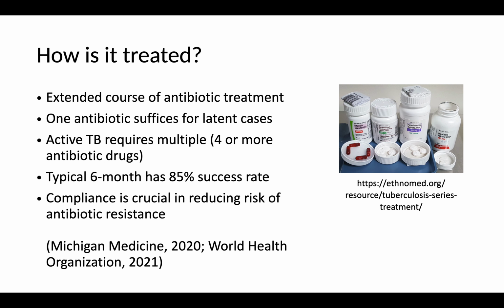How is tuberculosis treated? The principal treatment is an extended course of antibiotics. While latent tuberculosis can be treated with a single antibiotic, active tuberculosis requires multiple antibiotics, usually 4 or more. The typical 6-month treatment period has an 85% success rate, but compliance is crucial because if a patient stops taking antibiotics early, it can lead to antibiotic resistance, and the tuberculosis can become increasingly difficult to treat.